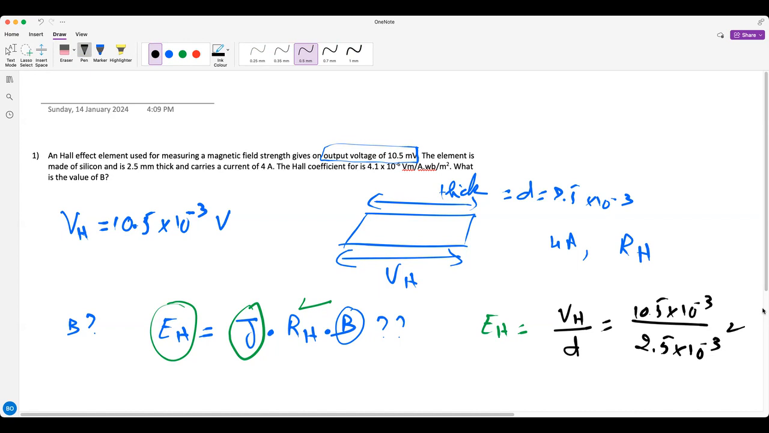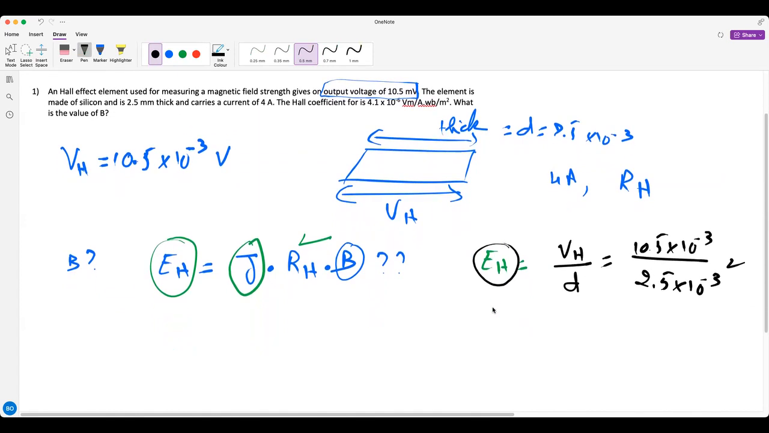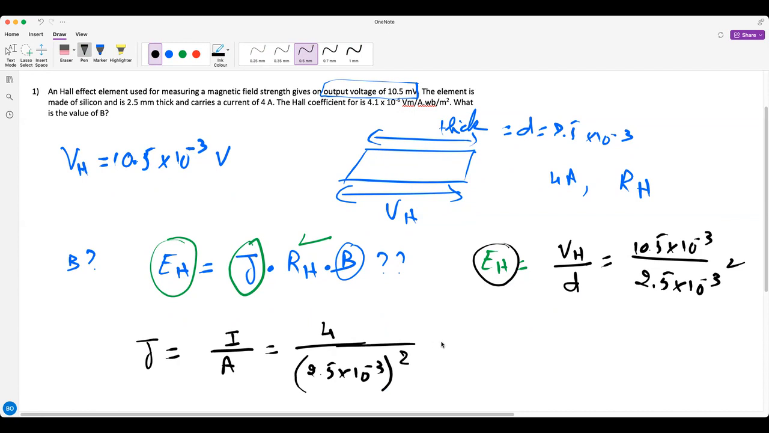Okay, very good. We now have the electric field. What about the current density? It's equal to the current divided by the area, right? We have the area already. So J is equal to the current divided by the area, and the current is 4 amps, and the area, because it's a cube, is 2.5 times 10 to the negative 3, squared. Then we get everything, and then we can get the magnetic field. Any questions?